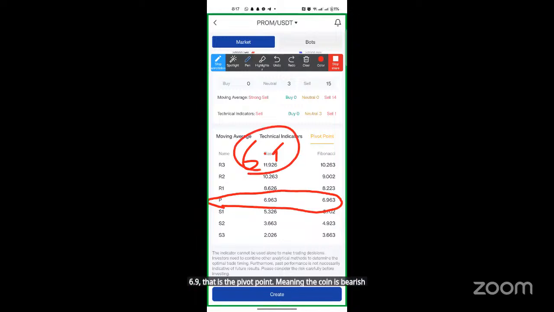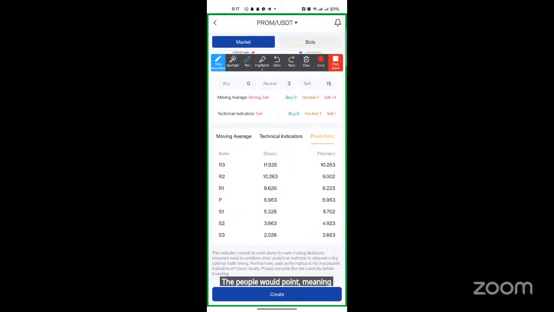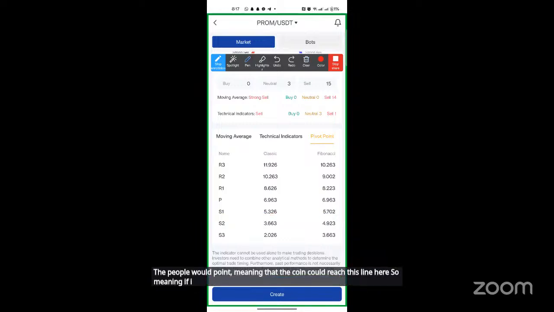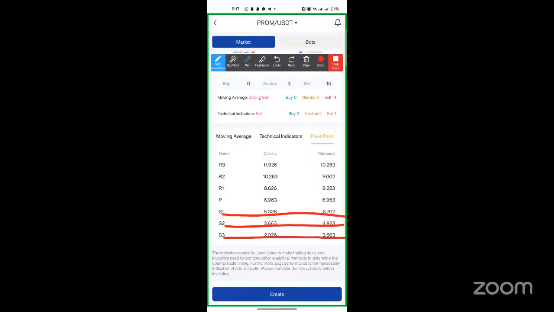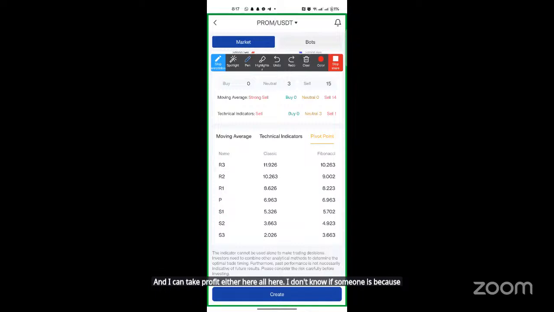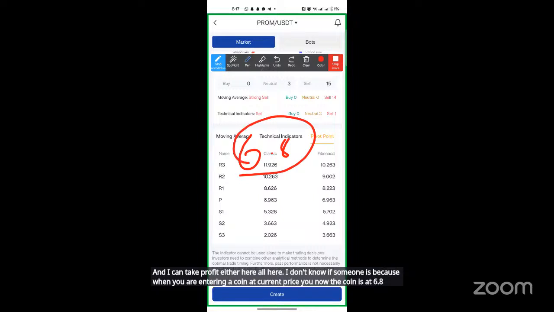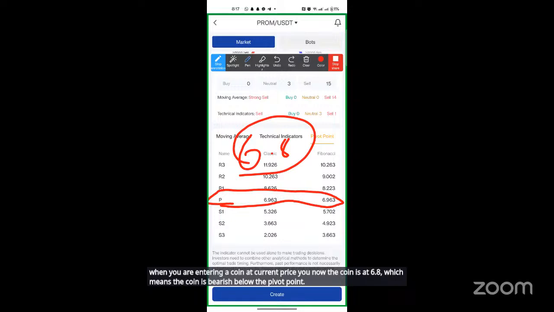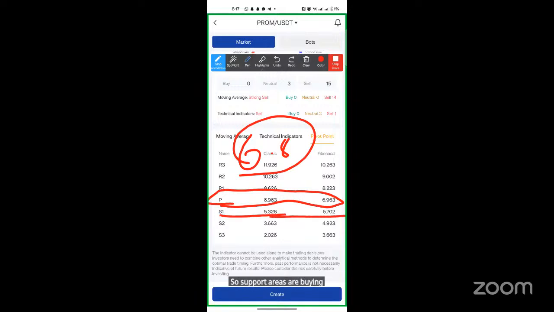The coin is below the pivot point, meaning that the coin could reach this line here. So if I enter at current price, these are margin calls, and I can take profit either here or here. When you are entering a coin at current price, now the coin is at 6.8, which means the coin is bearish below the pivot point. So support areas are buying points. I don't know if someone is understanding what I'm saying.